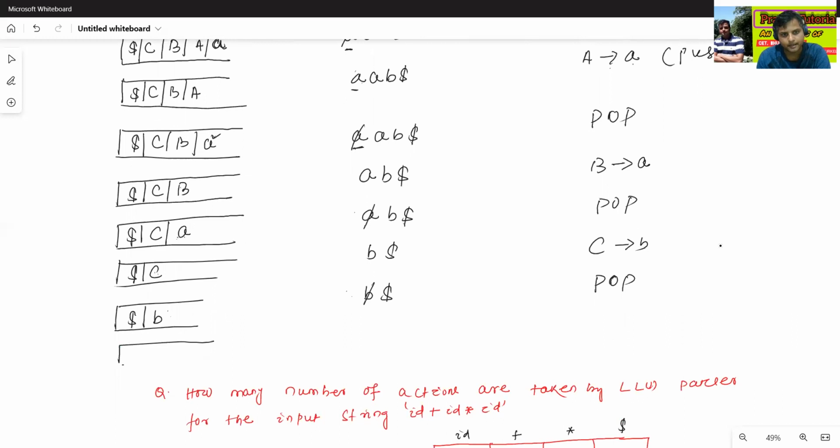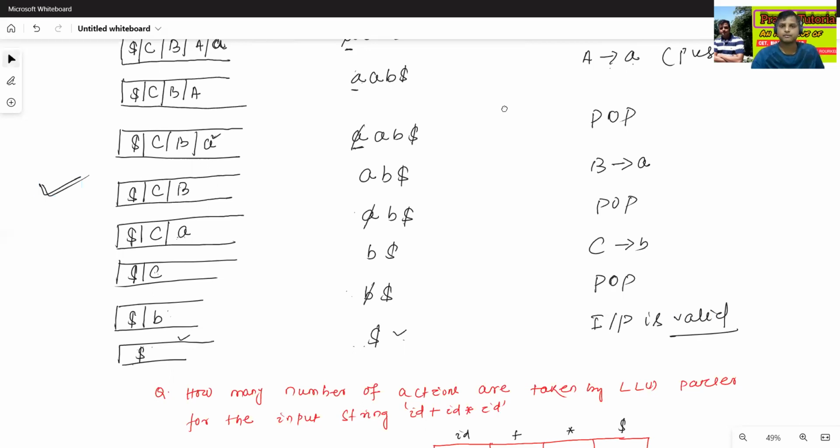So at last it contains dollar and dollar. See here, both are dollar, dollar. Dollar, dollar means X equal to A equal to dollar, then the input is valid in the algorithm. Since the stack contains dollar and the input buffer also contains dollar, the input is valid, right? So in this way we can construct the parsing. So this is called LL1 parsing.